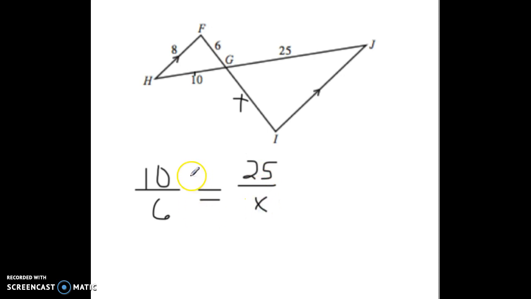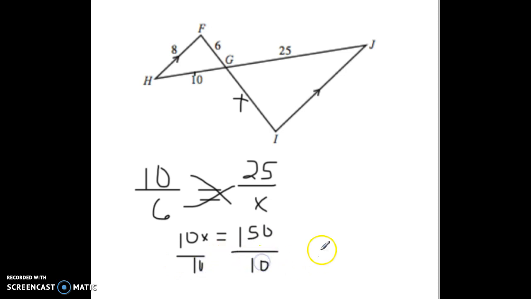So then all we have to do is cross multiply, and we'll get 10x equals 150. We'll divide by 10, divide by 10, x equals 15. So this side right here would be 15 long. Now if we wanted to figure out the ends of it, we could do that. But instead, let's look at another problem.